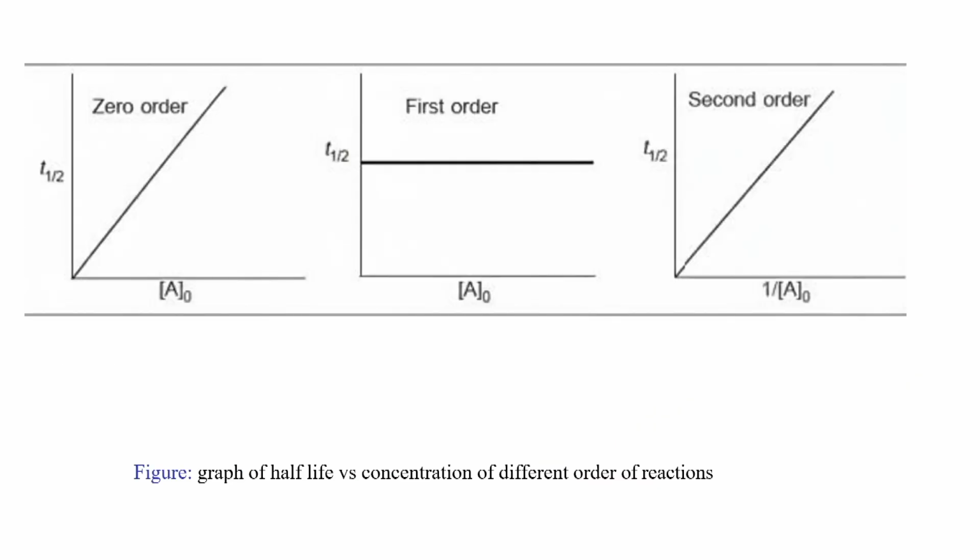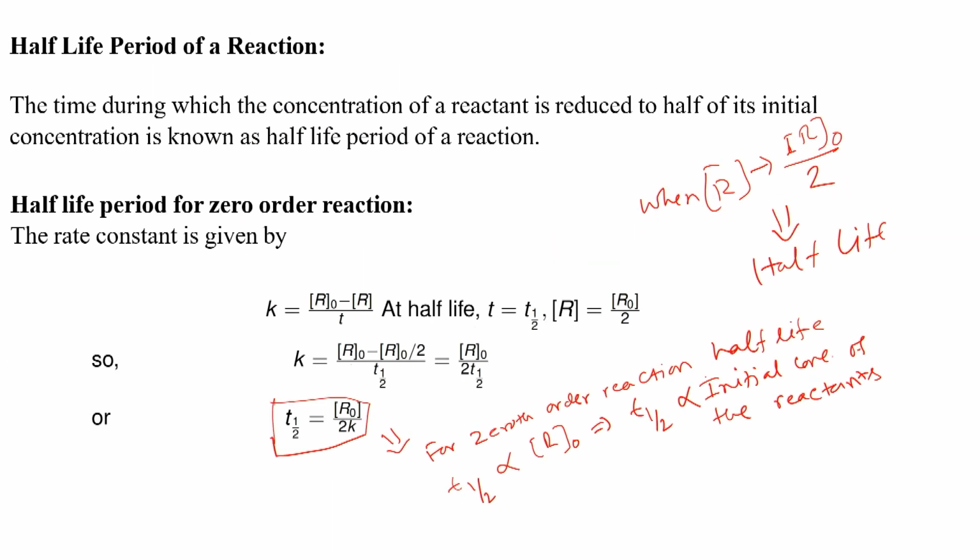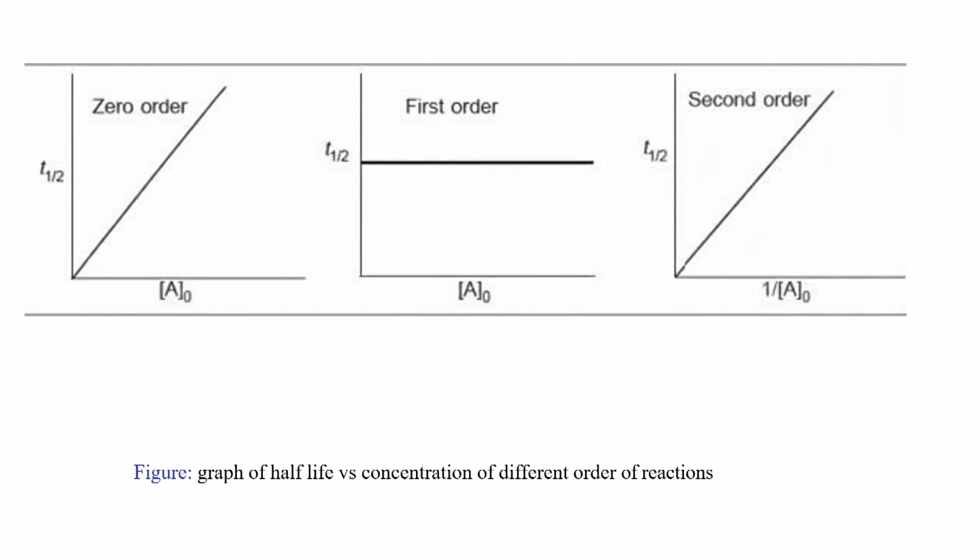Now, if we plot for the zeroth order reaction, as I mentioned, it is directly proportional to the initial concentration of the reactant. If we plot t half versus initial concentration of the reactant, it will be a straight line passing through the origin, and the slope will be 1 by 2k. So this will be the slope, 1 by twice k. This is for the zeroth order reaction.